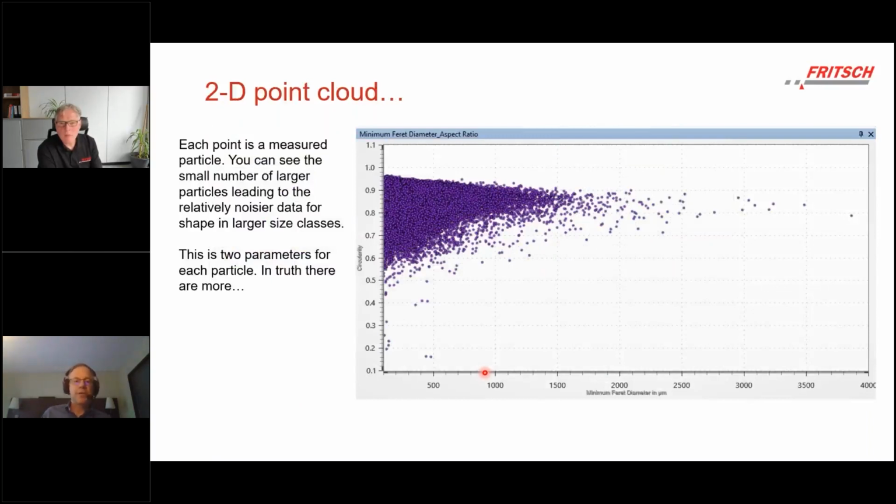So this is a close-up of a point cloud. I used two different measures, circularity and minimum Feret. And there's another effect I wanted to show you, which is that as we get to the larger particle sizes, there are fewer particles for this particular sample and many more small particles. So you'll see noisier data for shapes for sizes over 1.5 millimeters. This is just a reflection of the smaller number of particles. It's just two parameters. There are many more. I generally stop thinking after 2 or 3 dimensions, so I'll stop here.